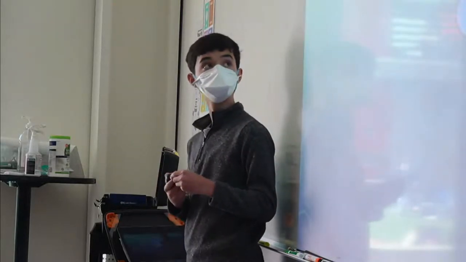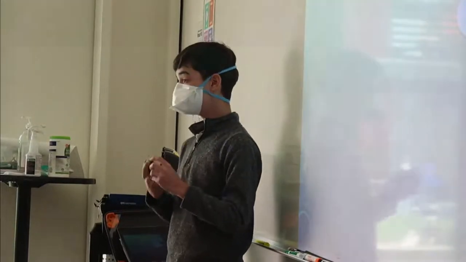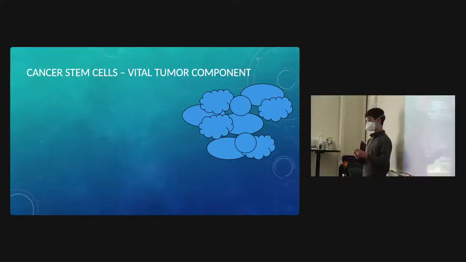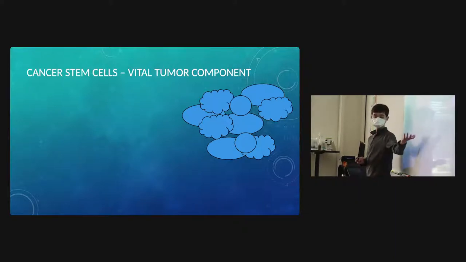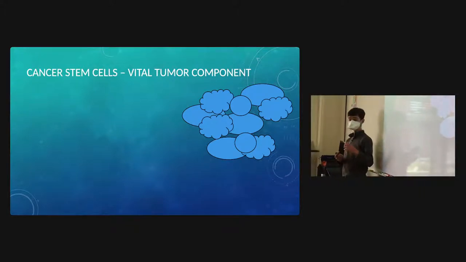So, cancer stem cells are a vital component of cancer. Any treatment that is going to address cancer has to address cancer stem cells. So in this model of a tumor here, we have lots of different kinds of cells. Let's say we have oval cells, cloud cells, and we have these circular cells. And let's pretend that those circular cells are cancer stem cells. They're highlighted here in red.